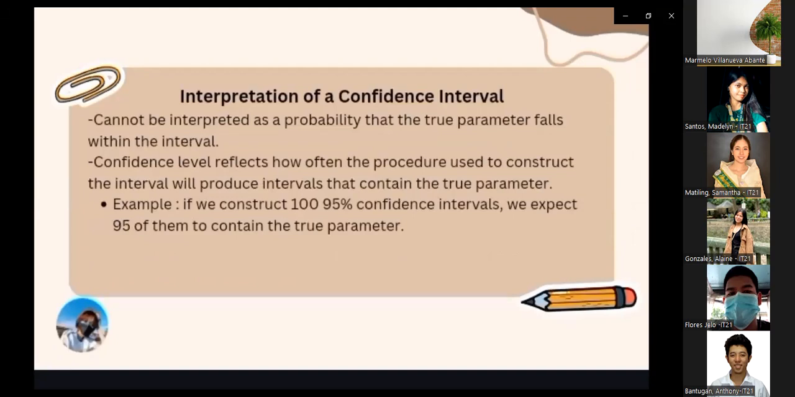In interpreting a confidence interval, a confidence interval is a range of values that is likely to contain the true population parameter with a certain degree of confidence. The confidence level reflects how often the procedure used to construct the interval will produce intervals that contain that true parameter. For example, if we construct 100 95% confidence intervals, we expect 95 of them to contain the true parameter. It is important to note that the confidence level only refers to the procedure used to construct the interval and not to the probability of the true parameter falling within the interval.